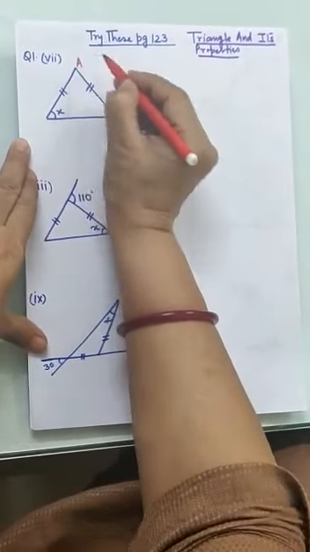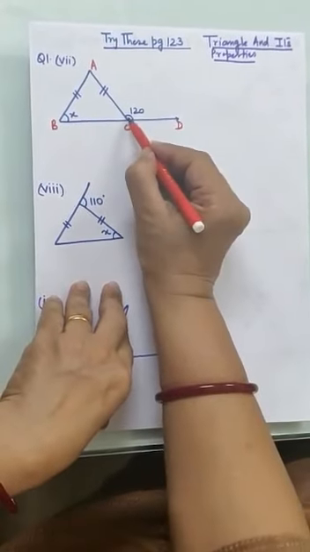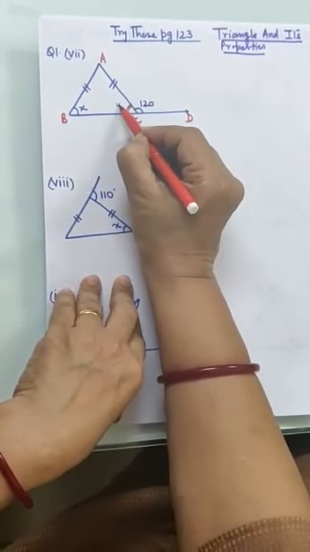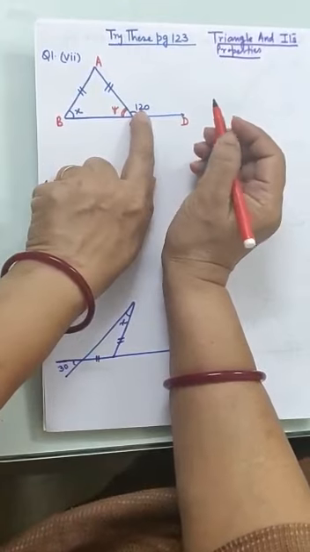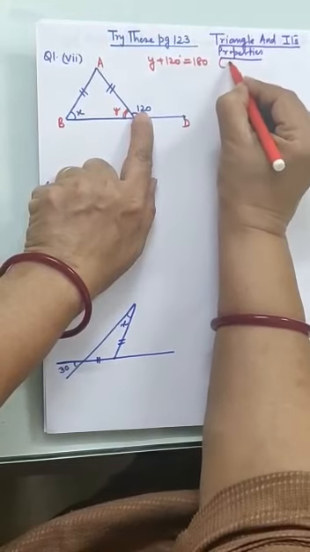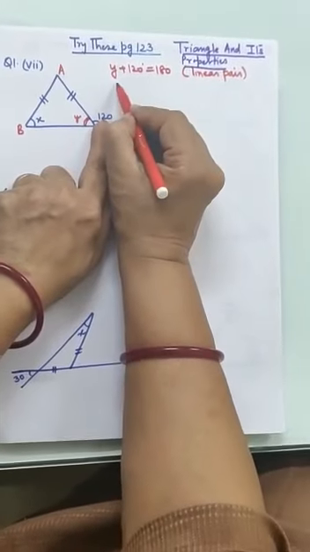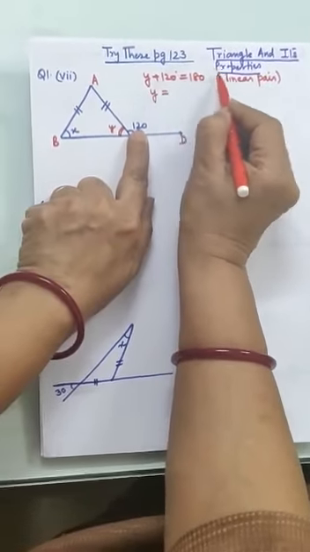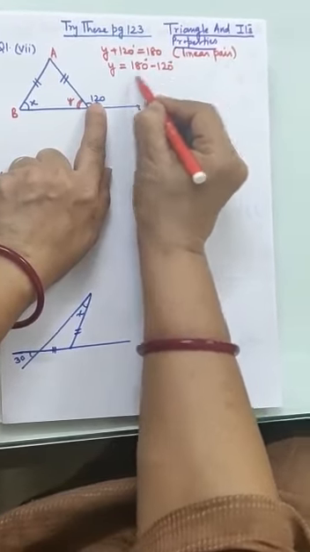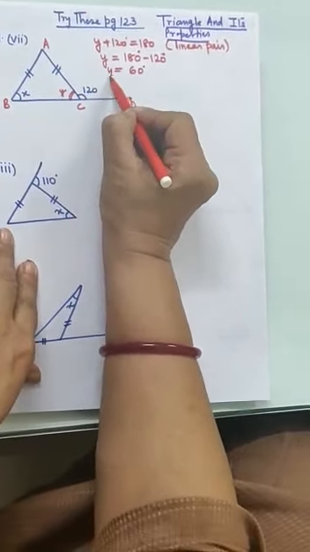First let us name the triangle A, B, C and D. Now this exterior angle is 120 degrees. We can find this interior angle. Let us name this as y. So we know that y plus 120 degrees is equal to 180 degrees. Why? Because it's a linear pair. So y will be equal to what? 120 shifts this side, so it will become 180 minus 120 degrees, which is equal to 60 degrees. Alright, it means this angle y is 60 degrees.